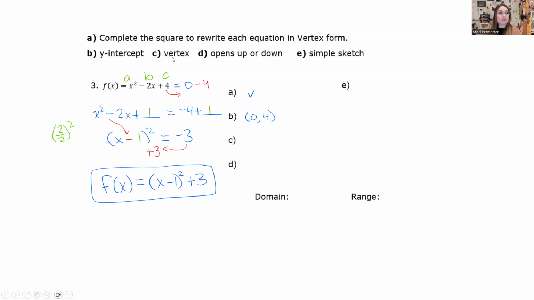C is what's the vertex? The vertex is always going to be (h, k). So remember, this is where a is, this is where h is, this is where k is. The vertex is (h, k). So what is my vertex? And it's always opposite h. 1, 3. Very good.